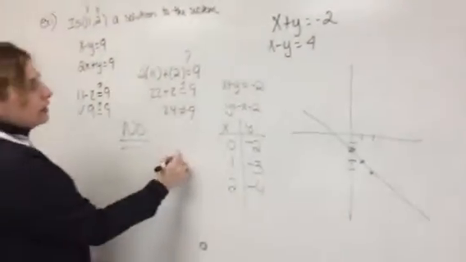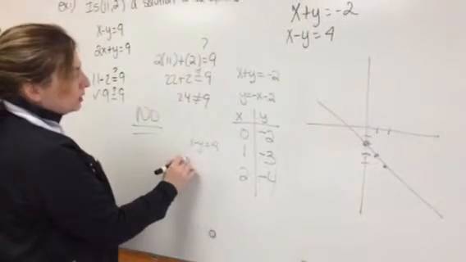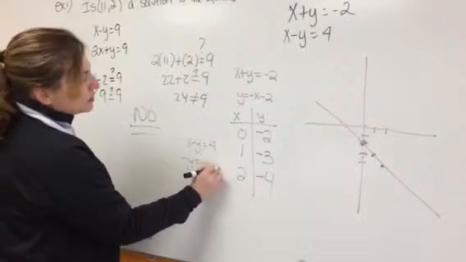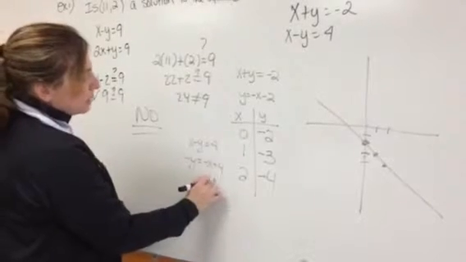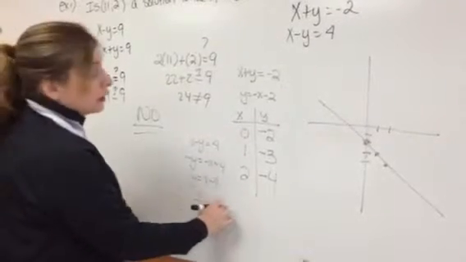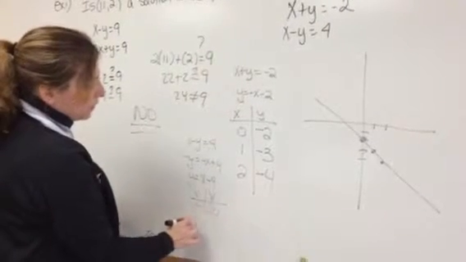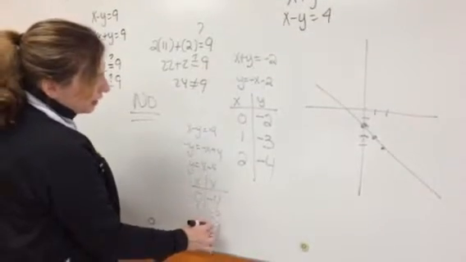I'm going to do it over here. X minus y equals 4, what do I do first? I have to get this into y equals mx plus b. So negative y equals negative x plus 4. Change the signs for everything. Y equals x minus 4. If I put in a 0, I get negative 4. If I put in a 1, I get negative 3. If I put in a 2, I get negative 2.